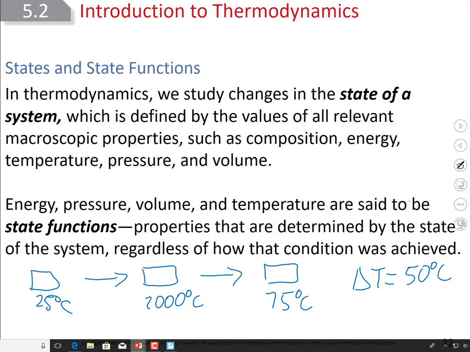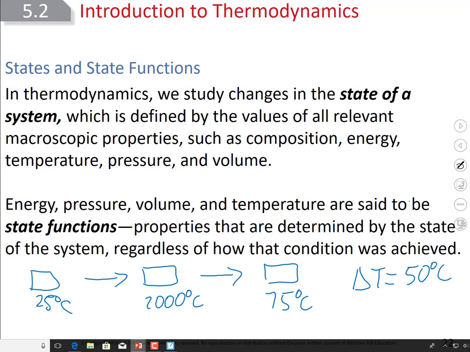It only depends on your final state and your initial state, regardless of how you got there. Whether you heated directly from 25 to 75, or heated up to 2,000 and then let it cool to 75, it doesn't matter how that was achieved. All that matters is your final conditions versus your initial conditions. So temperature is an example of a state function, and we'll measure a few other state functions this chapter.